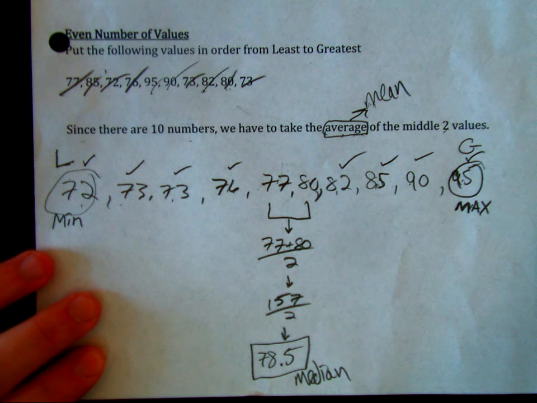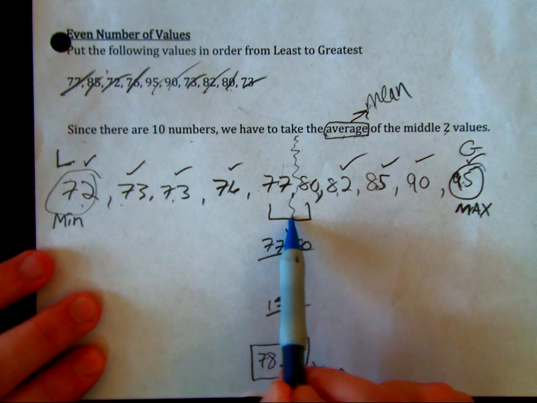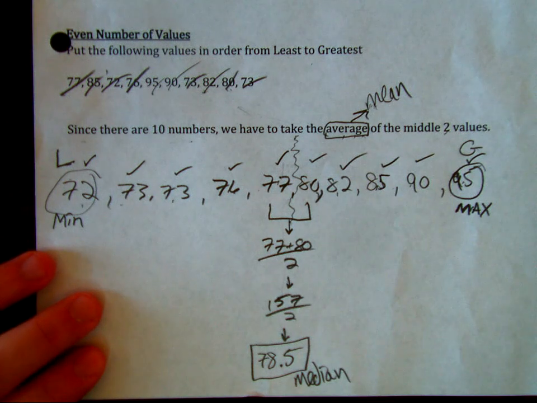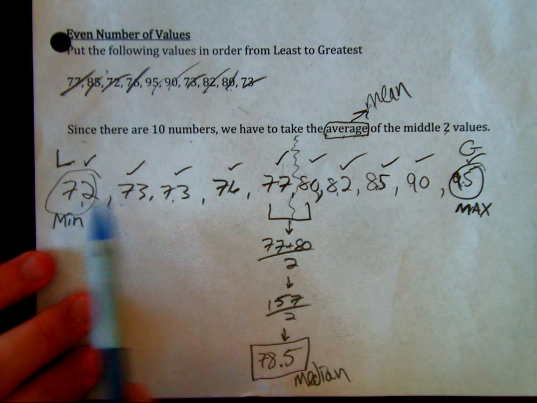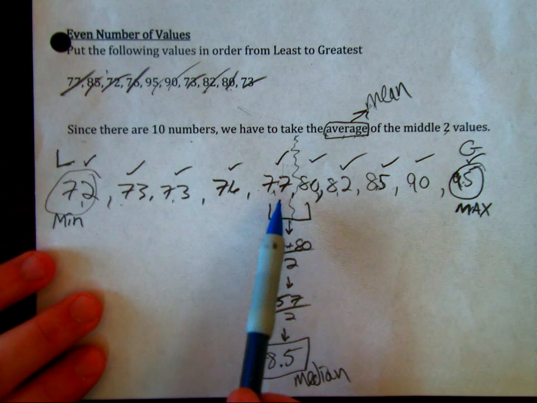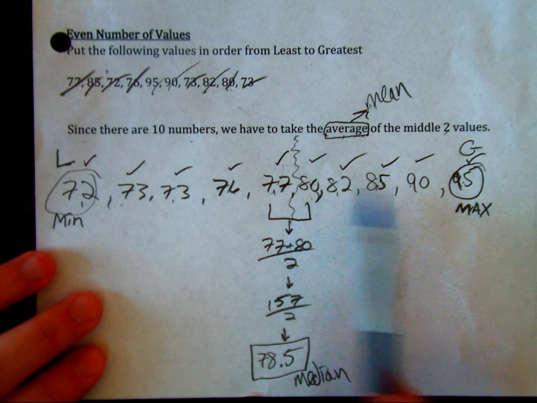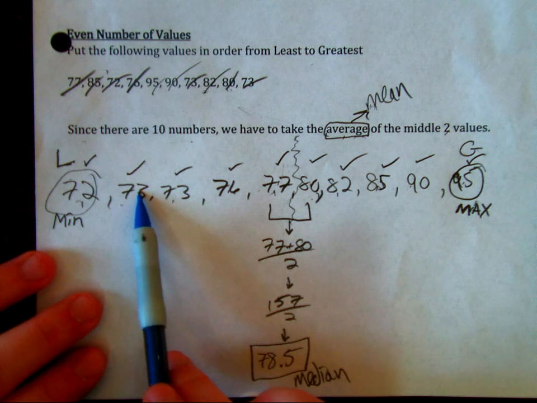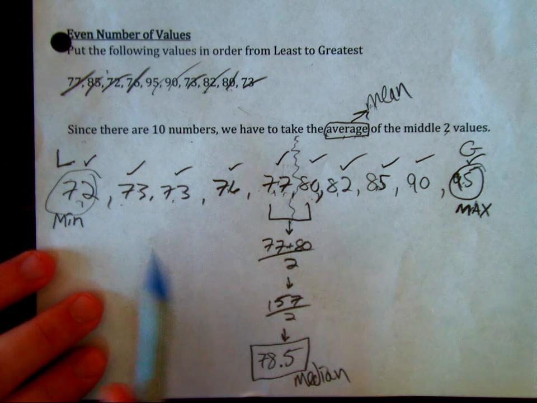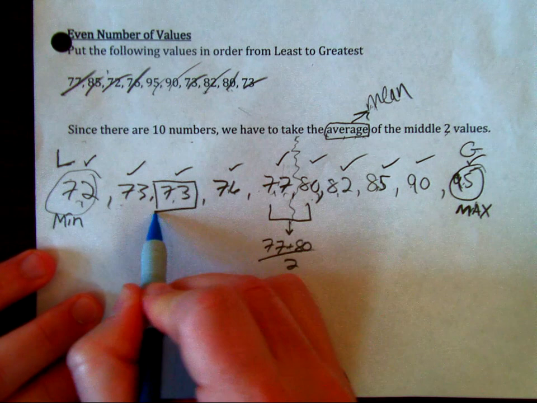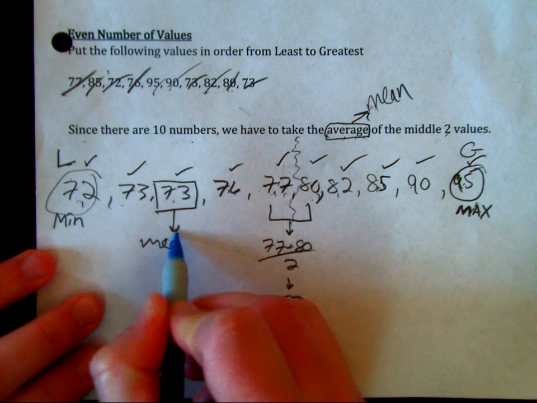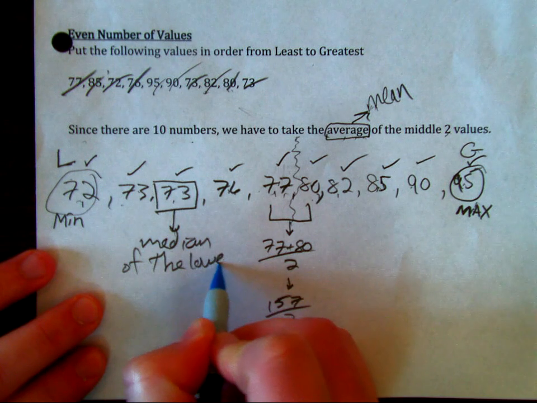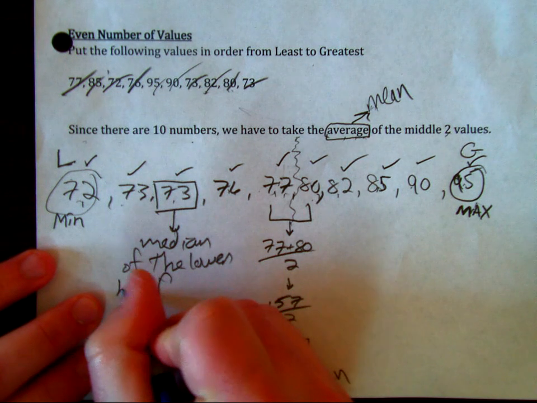Okay, so again, we break these numbers into 2 groups. And so we have 72 to 77 is our lower half. And then we have 80 to 95 is our upper half. All right, so let's say we have 1, 2, 3, 4, 5 numbers. Right in the middle is our median of the lower half. Let me write that correctly, half.